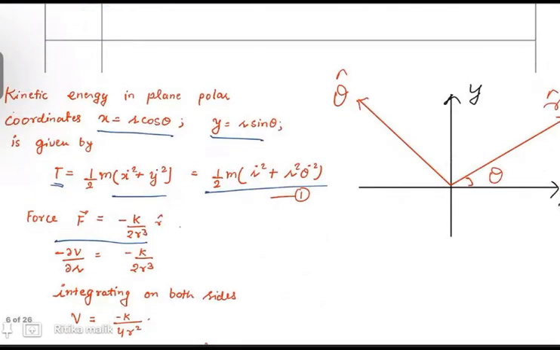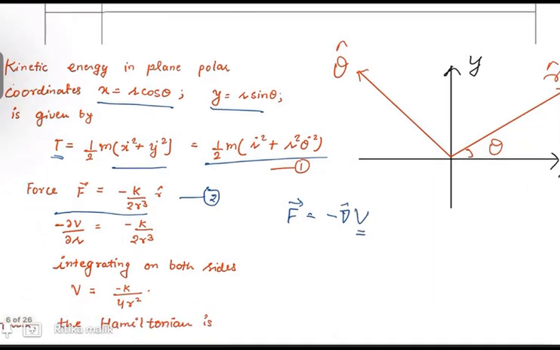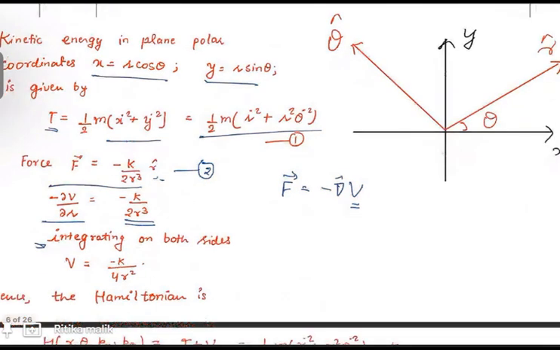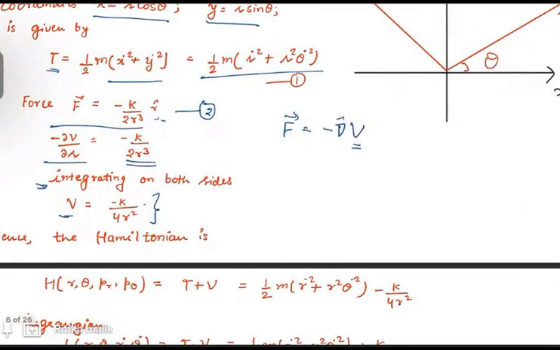And now this is the force that is given to us in the question. And since a central force is given by the expression minus gradient of V vector, where V is the potential energy, in the r cap direction it is minus del V by del r. It is equal to minus k by r cube. When we integrate it on both sides, we get our potential energy, which is minus k by 4r square. So our Hamiltonian, which is given by kinetic energy plus potential energy, is given by this expression.